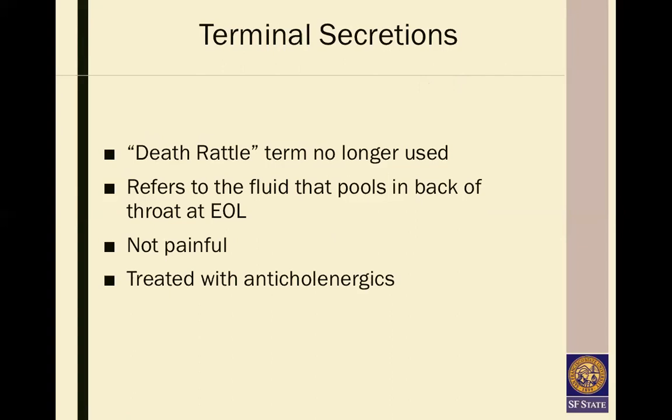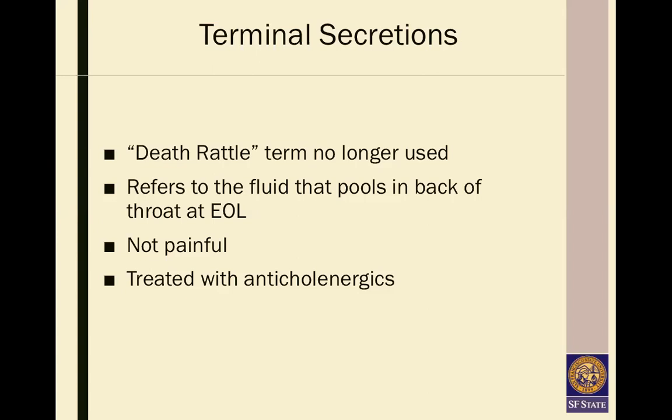Terminal secretions. So this is something that we see quite frequently in our patients who are pretty somnolent. It's also called the death rattle, but we don't use that anymore. Some patients may have heard about it and may come up, but most of the time we call it terminal secretions, or in your order sets, it will be secretions. And what happens is that the fluid pools in the back of our throat at end of life. It's not painful, and we treat it with anticholinergics.